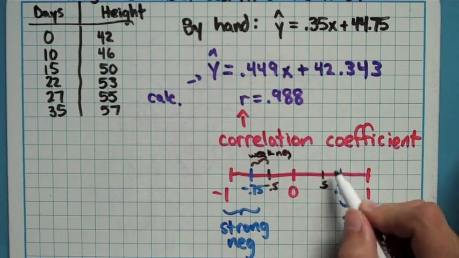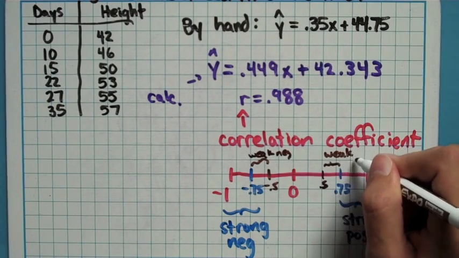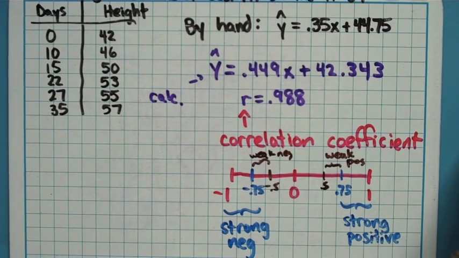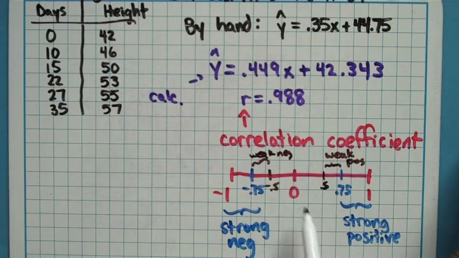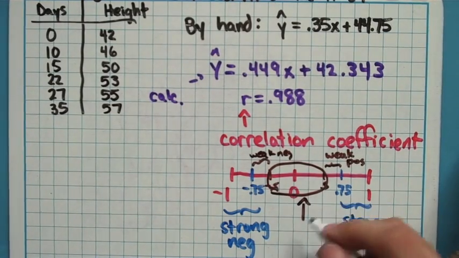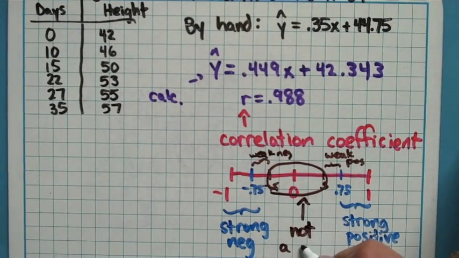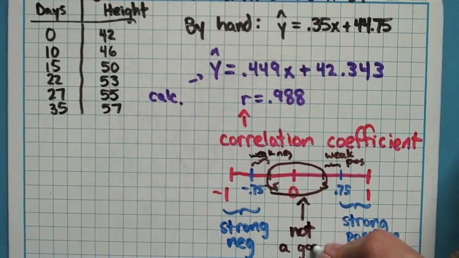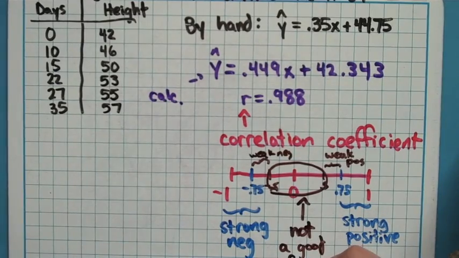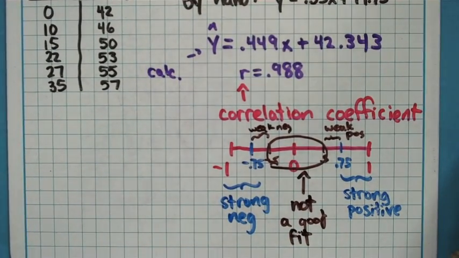And I'll do the same thing on this side. Some people may argue that 0.4 would be weak, but that's kind of like the in-between right there. Anything in this middle area though, close to 0, means that there's not a strong correlation. So not a good or not a strong correlation. Or in other words, the equation that you get is not that good, and you shouldn't really trust it.